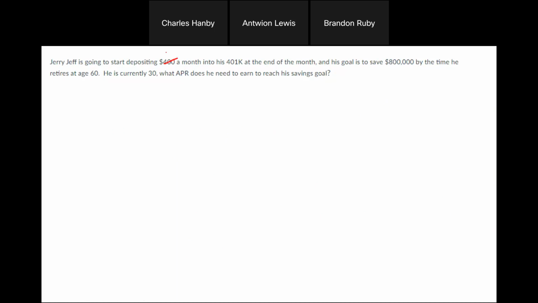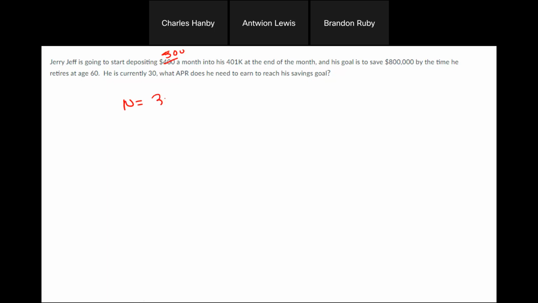So my calculations are based on 500. Jerry Jeff is going to start depositing $500 a month into his 401k. At the end of the month, his goal is to save $800,000 by the time he retires at age 60. He's currently 30. What APR does he need to earn to reach his savings goal?